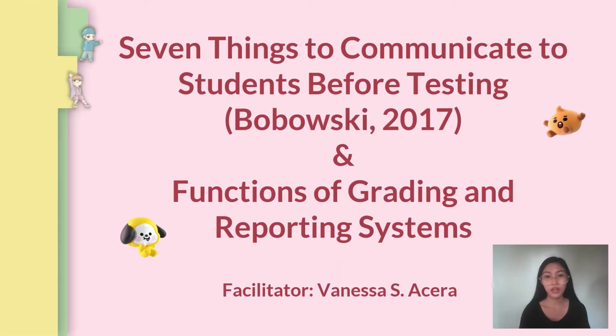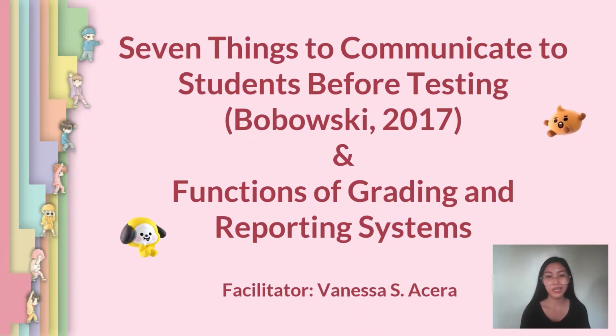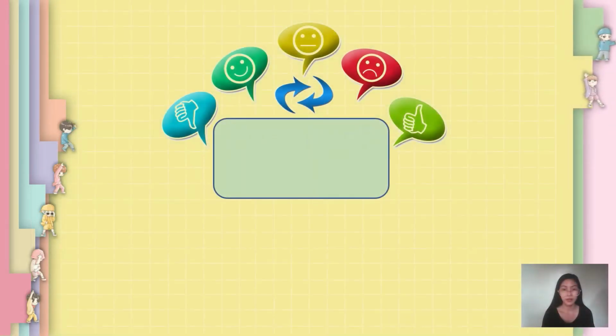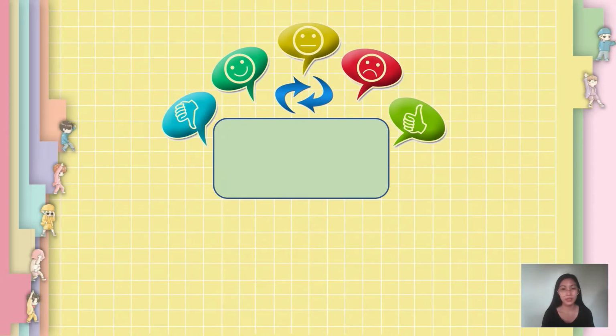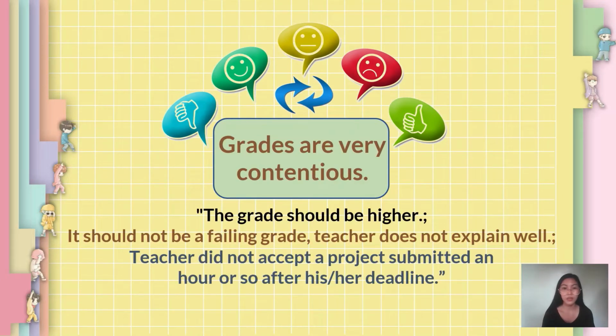Now let us start to tackle the topic about the 7 things to communicate to students before testing and the functions of grading system and reporting system. Based on the author's experience as well as the other teachers, both as parent and as a school head, grades are very contentious. When we say contentious, it is likely to cause disagreement or an argument or dispute about an issue. There is no card giving day where there is no parent complaint or question about their child's grade. These complaints come in this form.